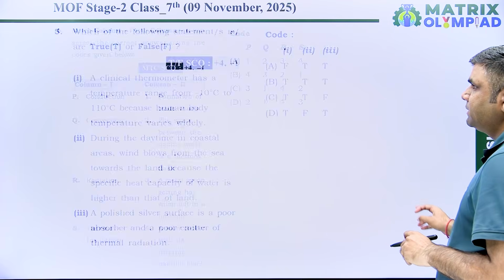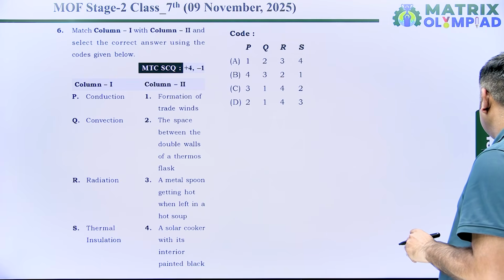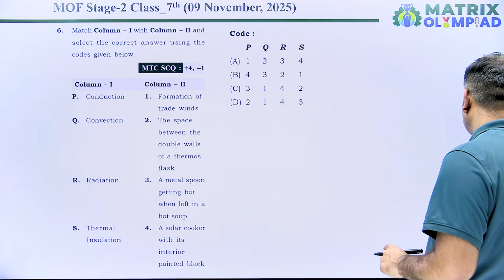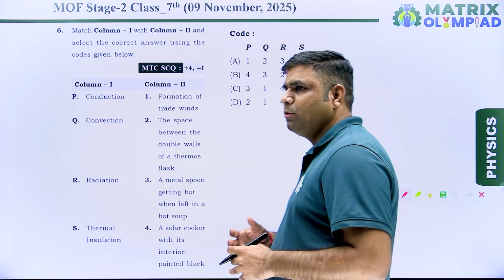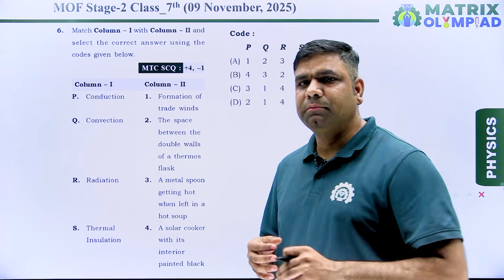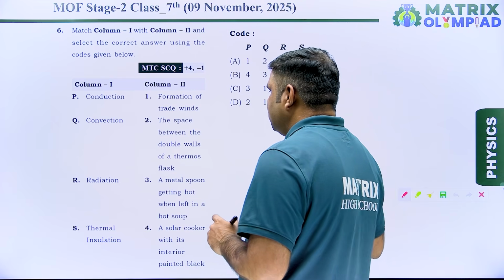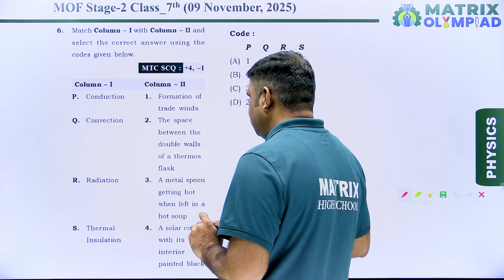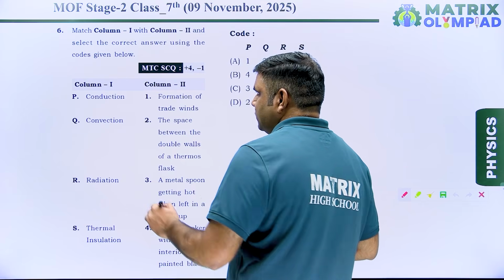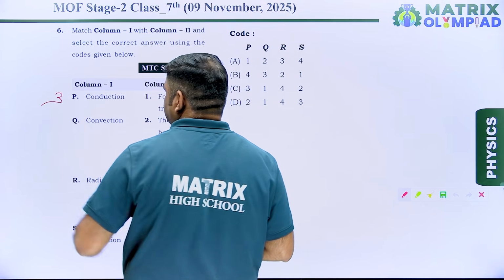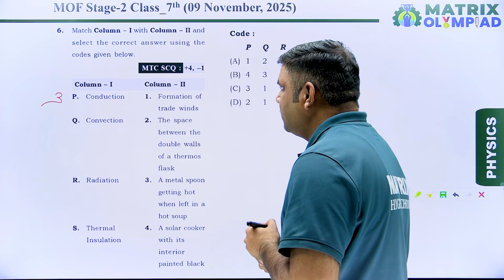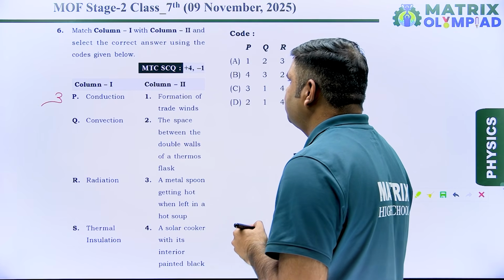Let's move to the next question, that is question number 6. Question number 6 is based on match the column. So we have to match column first with column second. Conduction is a metallic spoon getting hot when left in hot soup. So P matches with third. Convection is the formation of trade winds.